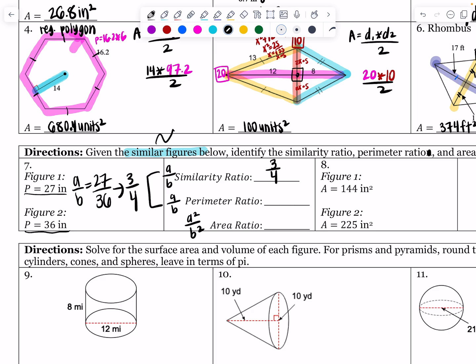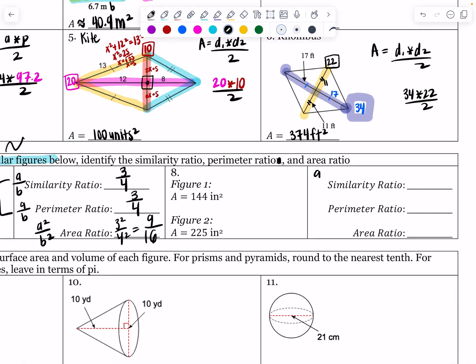The first shape is 3/4 the size of the second shape. My perimeter ratio is 3/4. The perimeter of the first shape is 3/4 the second shape. And the area ratio is going to be 3 squared over 4 squared. Well, what is 3 squared? 3 times 3 is 9. 4 times 4 is 16. And there is my area ratio.